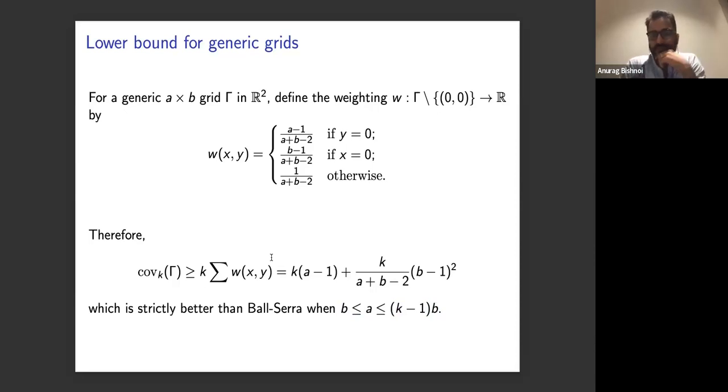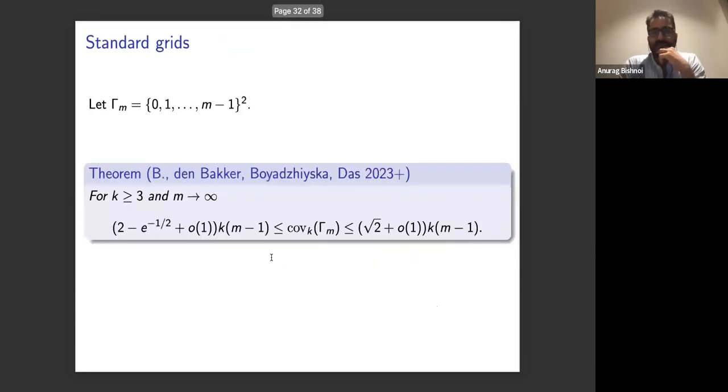We don't know. Okay, so here's another very cool result. This is in fact the problem we really started with, because that's the first thing you would want to prove. When you're looking at just the 2-dimensional plane, you will probably start with the standard grid, right? So this is 0, 1, up to m minus 1, squared. This is a very nicely structured grid. It's not generic in any way whatsoever.